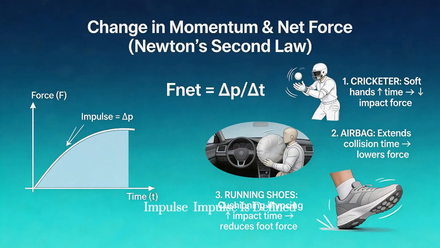2. Impulse. Impulse is defined as the product of the force and the time interval over which it acts. It is equal to the change in momentum. Formula: impulse equals F net t equals Δp. On a force-time (F-t) graph, the area under the graph represents the impulse.